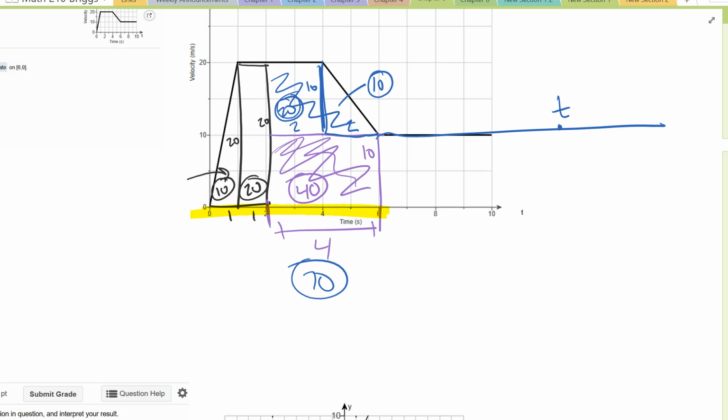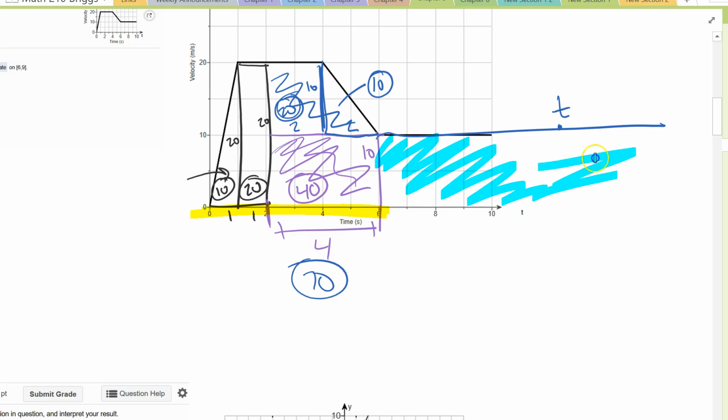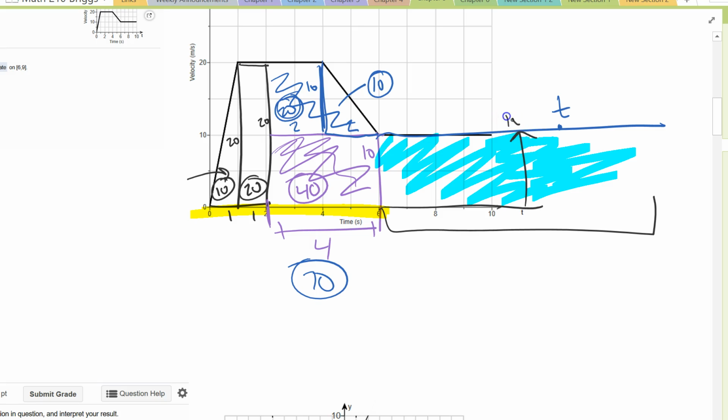Now we need to find a formula that was going to be the area for when t is greater than 6. So for t greater than 6, I would have the height to be 10 meters per second. The length would be t minus 6. So if t was 10, then I would have 10 minus 6, which would be 4. So this would be how I'd calculate the length there.